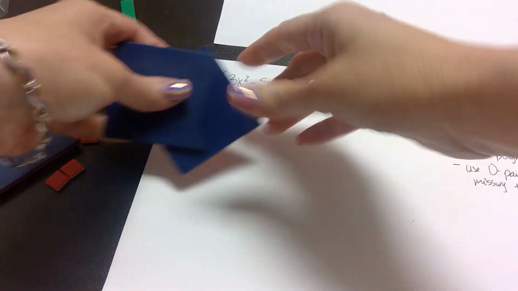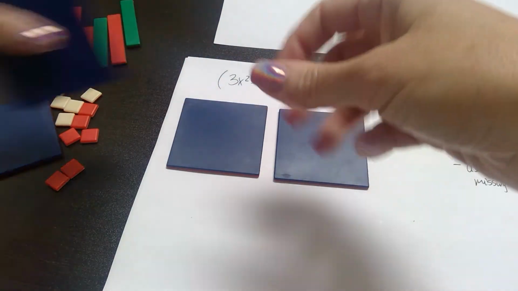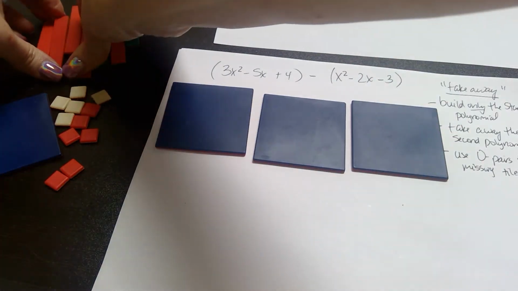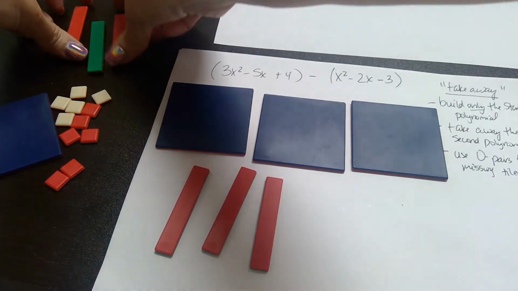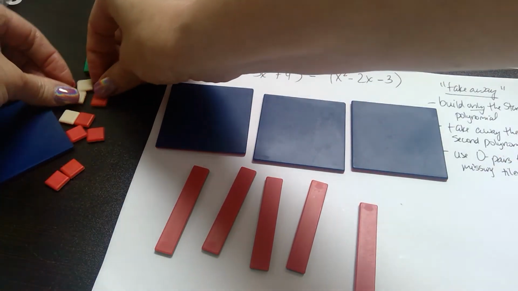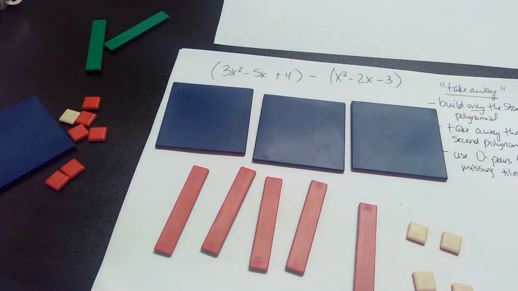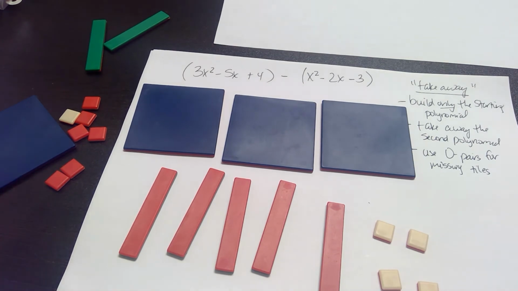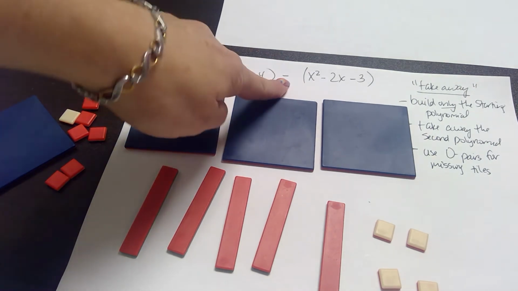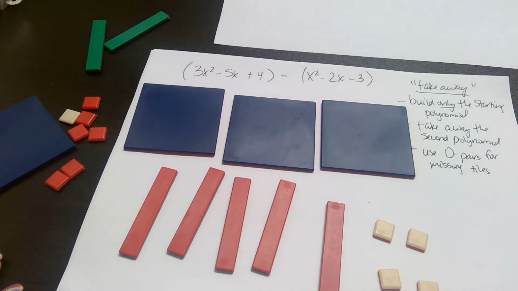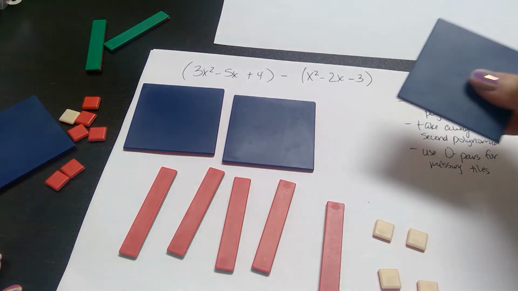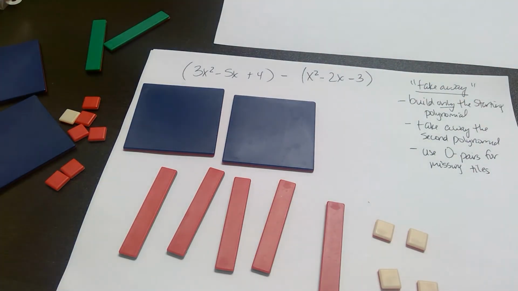Okay, so let's do this subtraction problem. We're starting with 3x squared, negative 5x, and 4 positive units. There is our starting amount. That's all we build. We don't build anything else. Now, my subtraction symbol tells me I'm taking away. I'm taking away a single x squared. So I pick it up and I take it away.